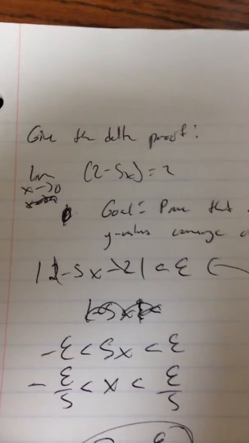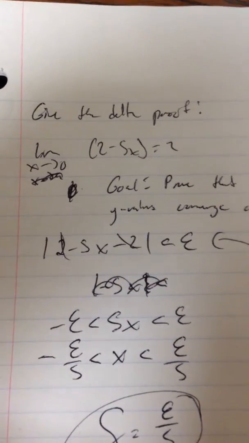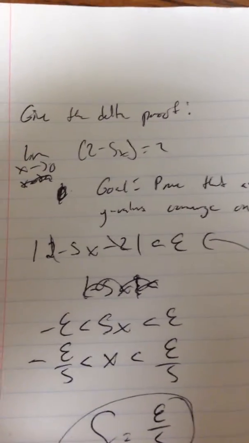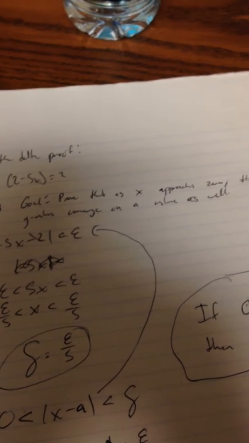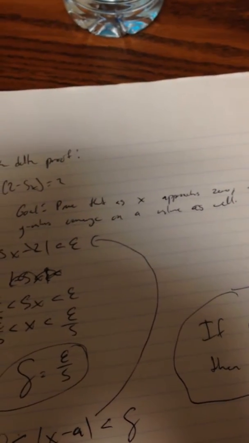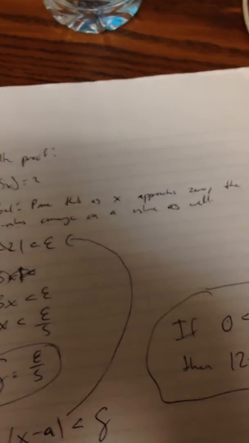It says give a delta proof for the limit as x approaches 0 of the function 2 minus 5x equals 2. So it's basically telling you that that's the case and you just have to prove that it's true. So our goal here, I wrote down a goal, it says prove that as x approaches 0, the y values converge on a value as well. So basically what I'm saying is that the definition of a limit, that as x approaches a value, y does as well.